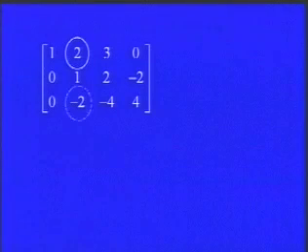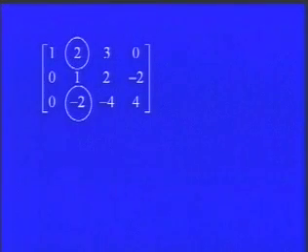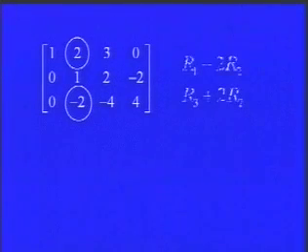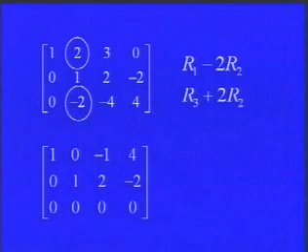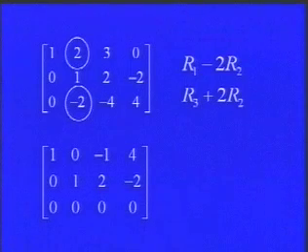Okay, now I want to take care of the 2 that's above that 1 and the negative 2 that's below that 1. I want both of those to be zeros. So if we'll do row 1 minus 2 row 2, then row 3 plus 2 row 2. That makes the second column look like I want it to look. Okay, so first column looks good, second column looks good.